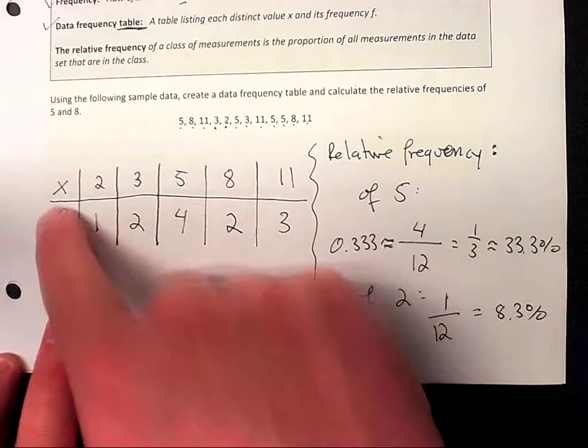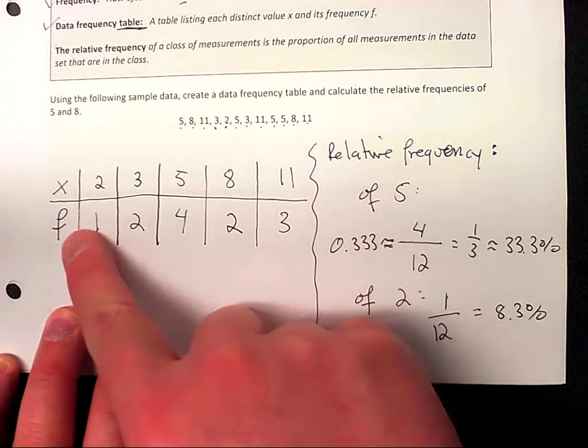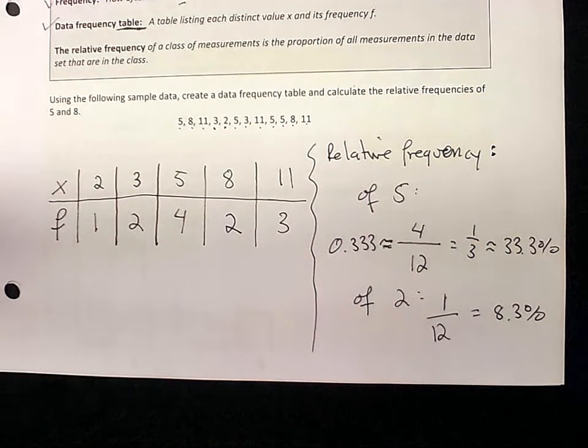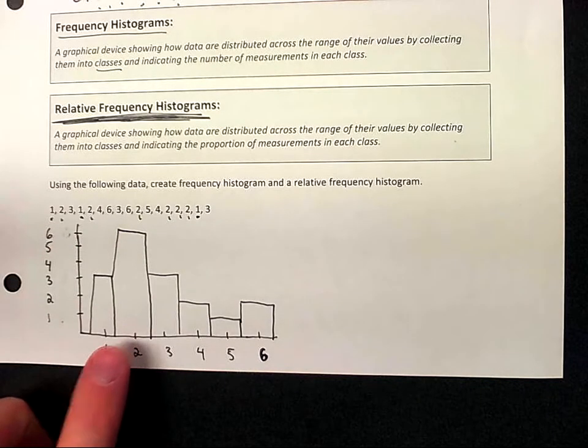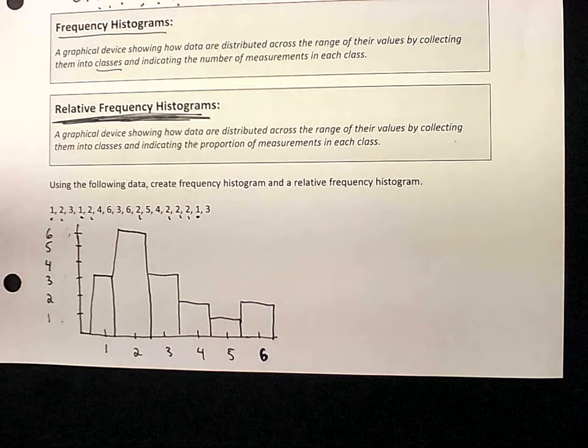Whenever we created this data frequency table, we recorded the frequency of these things. Whenever I asked you to calculate the relative frequency of, say, the number 5, then in the numerator you had how many 5s we had. We had 4 5s in this data set, divided by the total number of numbers that we had. Does everybody remember how we calculated the relative frequency? So if this is our frequency histogram, what would we have to do to change it into a relative frequency histogram?